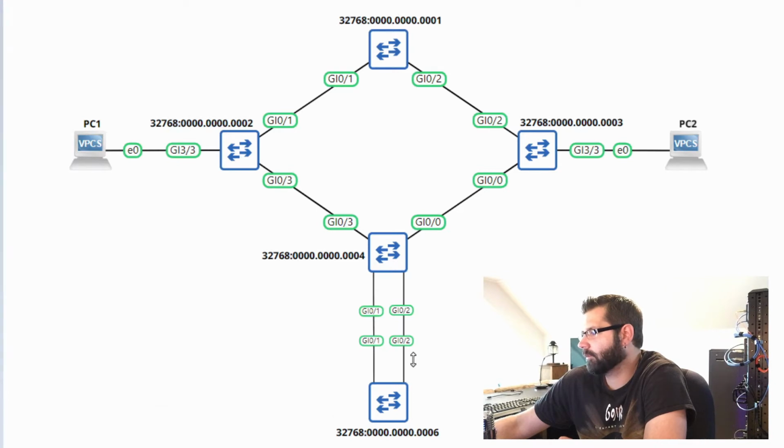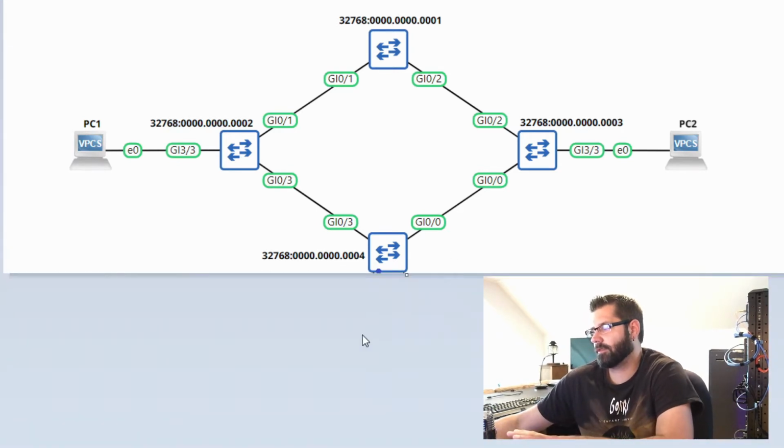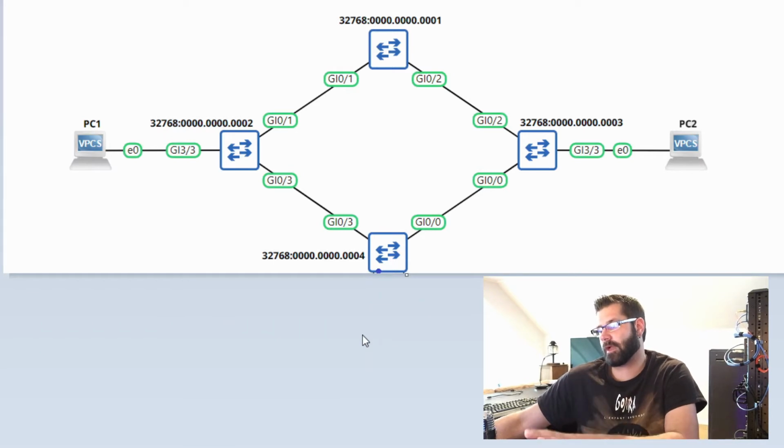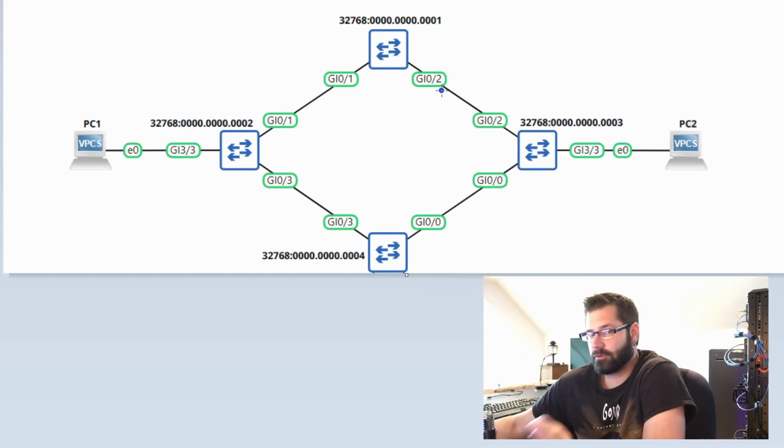And I'm also going to cover this up for now because this doesn't have anything to do with anything I'm going over just yet. So anyways, no spanning tree protocol. None of these switches have learned any MAC addresses. Well, what's going to happen if PC1 wants to communicate with PC2?